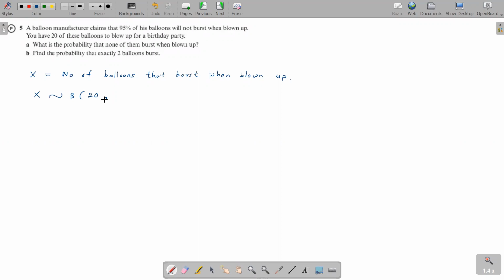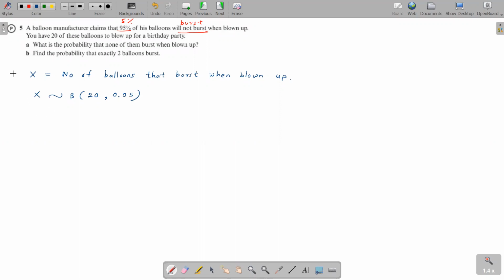And what's the probability that it bursts? The balloon manufacturer claims that 95% of his balloons will not burst. So if 95% will not burst, what percentage will burst? It will be 5%. So remember, it's extremely important you give the probability with respect to the variable that you define. So if I define x as the number of balloons that burst when blown up, then x follows a binomial distribution, n is 20, and the probability of success is 0.05, the probability that a balloon will burst.